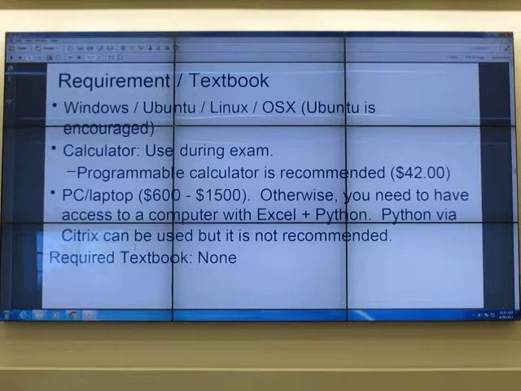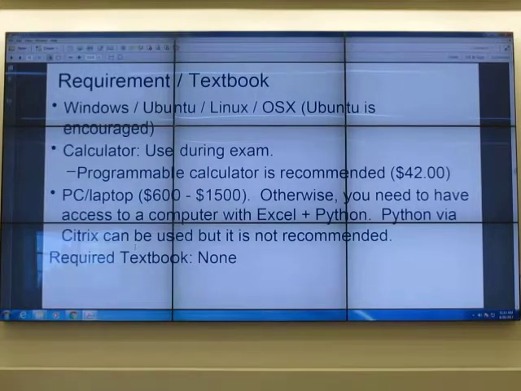You need calculator when you do the exam. I suggest you buy one. It's $42 from Walmart. Programmable calculator is allowed. And actually you don't need the one that is programmable, but you need some calculator that have a big screen. Okay? So then you can see several things at one time. What else? Okay, Citrix. I checked Citrix. Python with Citrix. It doesn't work that well. Okay, it doesn't have the library that you need.